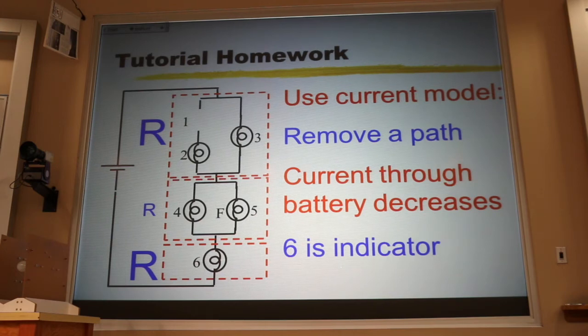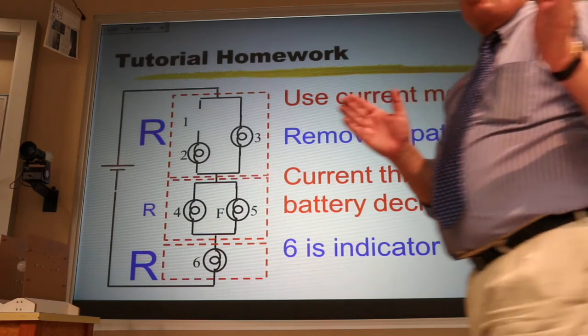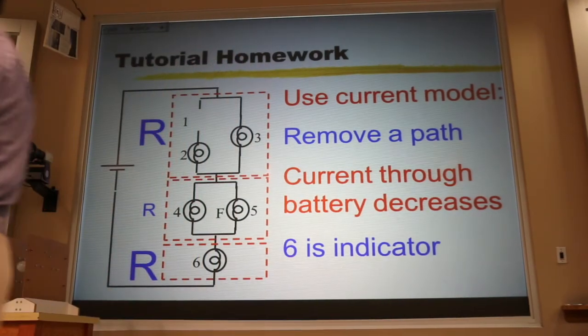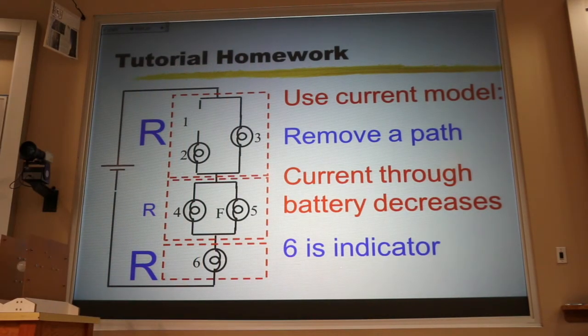Are there any questions before I go on? Do we have tutorial next week? There is tutorial next week. Yes, there is. The material covered in tutorial, RC circuits, it's a wonderful tutorial to help you see the voltage model. It'll be a good experience before the exam.